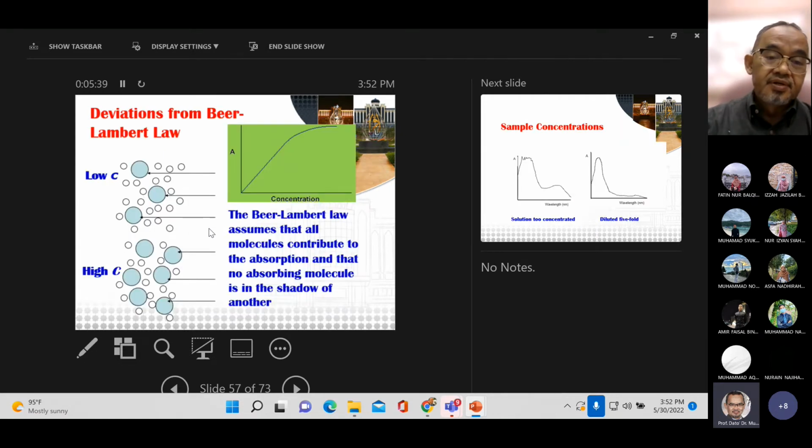Basically, one more thing you need to know is that Beer-Lambert can only be used at lower concentration. You can see from the plot here, it's going to give you a straight line, but after some time, it's going to plateau.